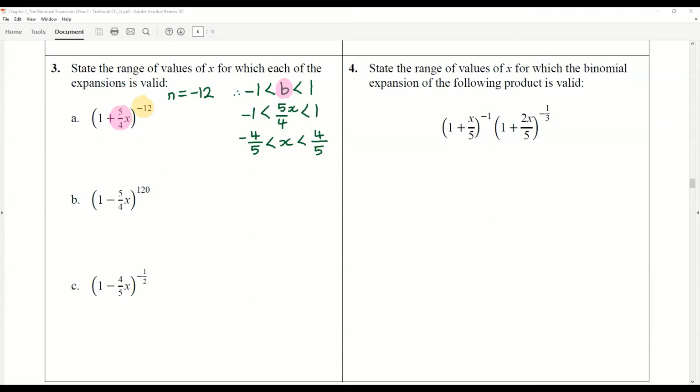Now, the second expansion, you'll be forgiven for writing down exactly the same answer once you've done a bit of manipulation. Now, you don't need to do that, of course, because as I said earlier, if you're raising this to the power 120, your n is a natural number, isn't it? So n equals 120, which is a natural number. So this is valid for all x. Okay, so it doesn't have a range of validity in a sense.